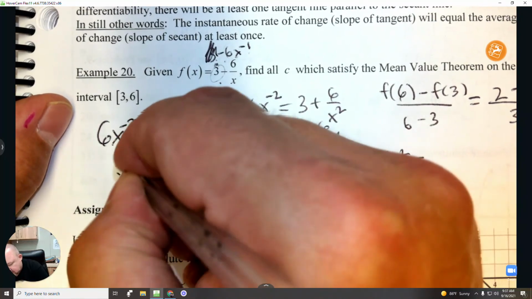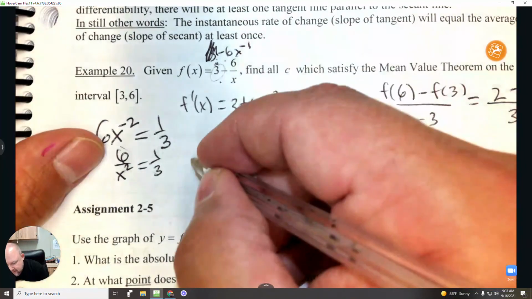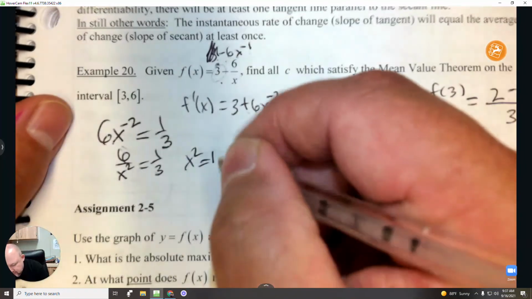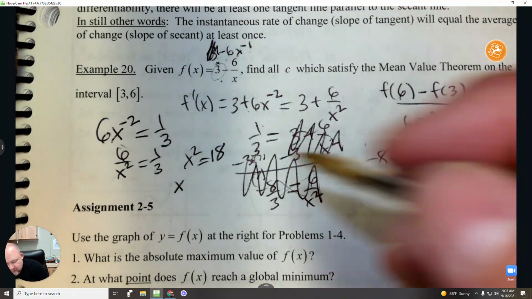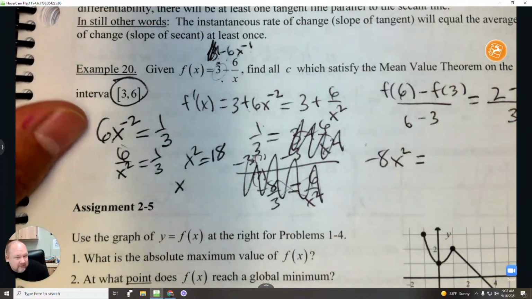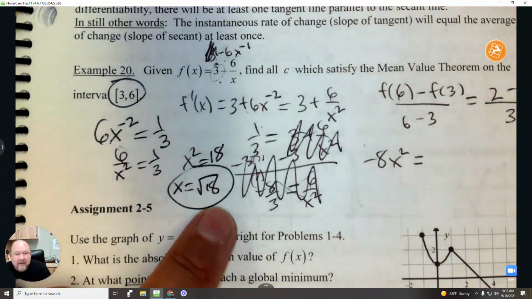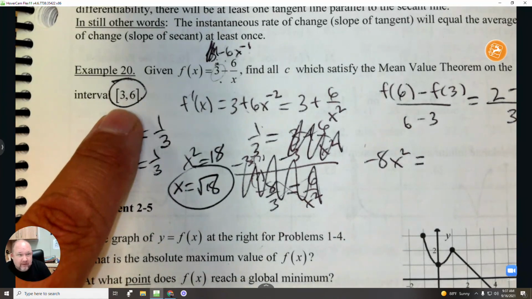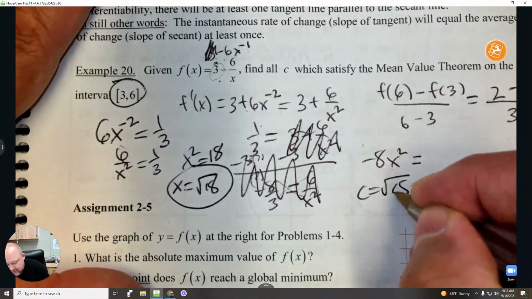So this is 6 over x squared. So now when I solve this, it's x squared equals 18. And then square root. Now be careful. We're looking at an interval from 3 to 6. So the only answer is positive root 18. Negative root 18 is not in my interval. So find that which satisfies it, and you just found the answer, which is root 18.